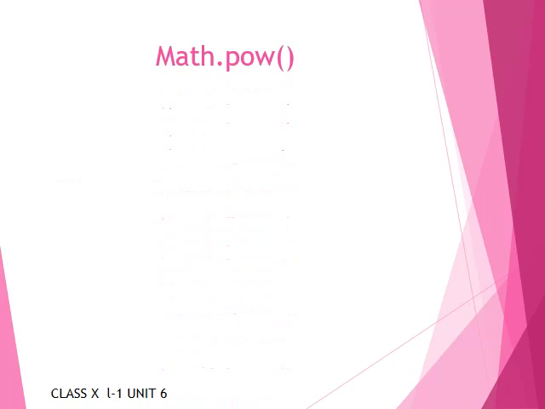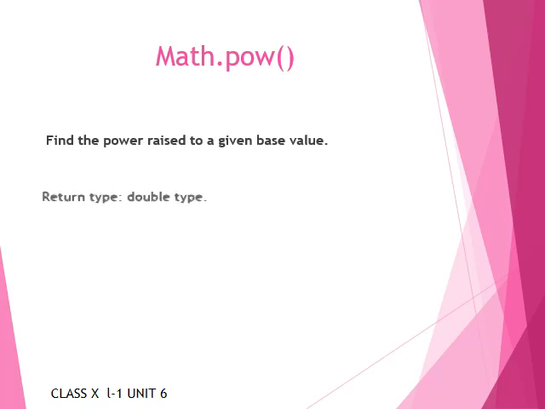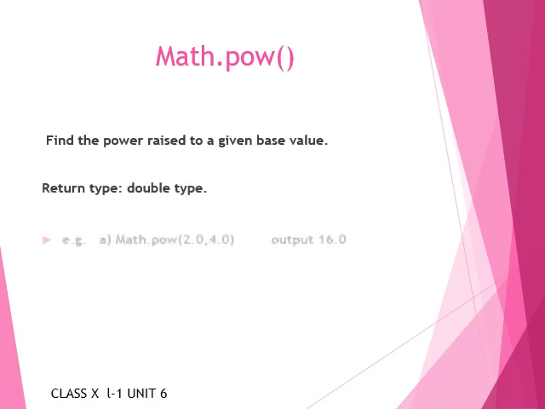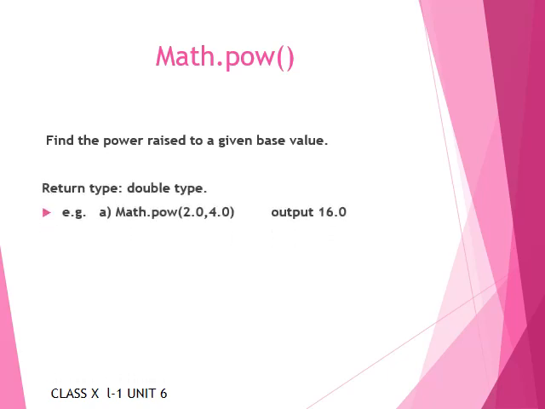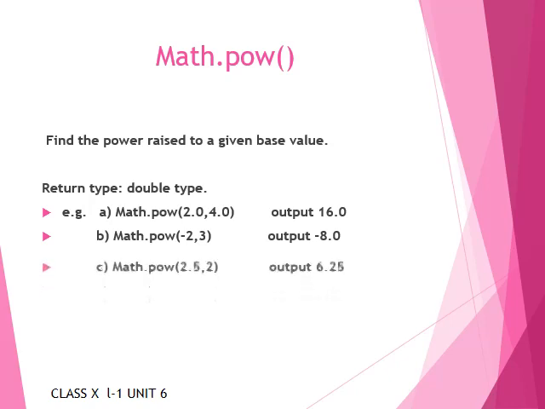Next function is Math.pow. It finds the power raised to the given base value. Return type, double data type. For example, Math.pow(2.0, 4.0), output is 16.0. Second is Math.pow(-2, 3), output is -8.0. Third is Math.pow(2.5, 2), output is 6.25. When you see this Math.pow function, you see that it always returns you double data type.